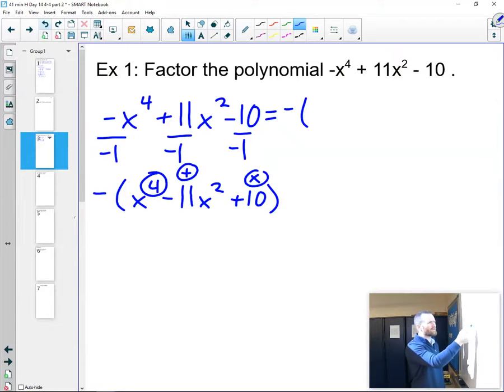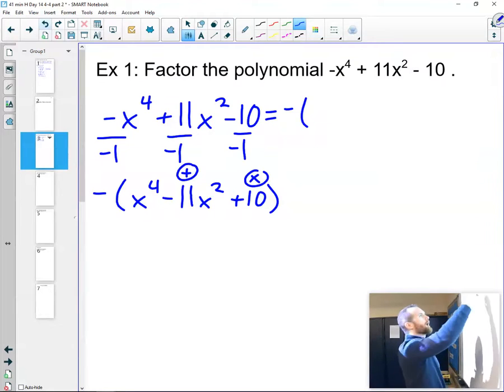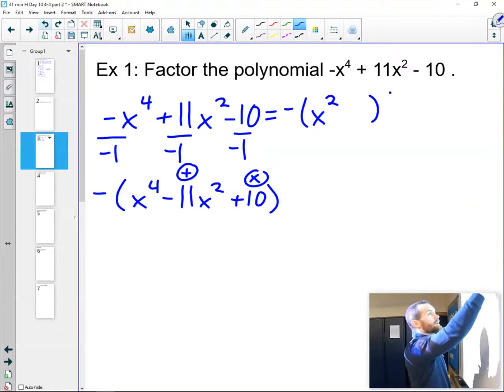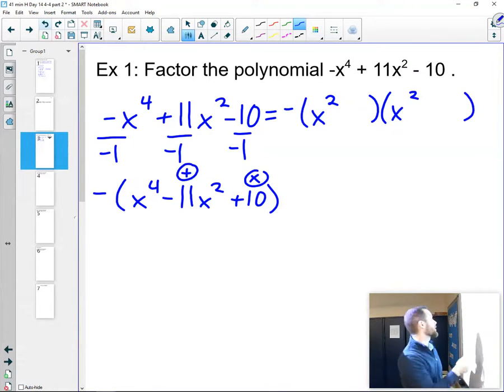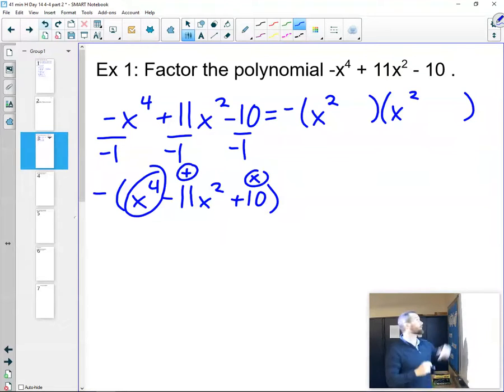But now we have an x to the 4th and an x squared. Now don't let that throw you off. As long as the lead power is double the middle power, then we can still use simple trinomial factoring. But instead of an x in front, it's going to be an x squared in front of our two binomials. Because that's going to give us x squared times x squared to get back to x to the fourth.